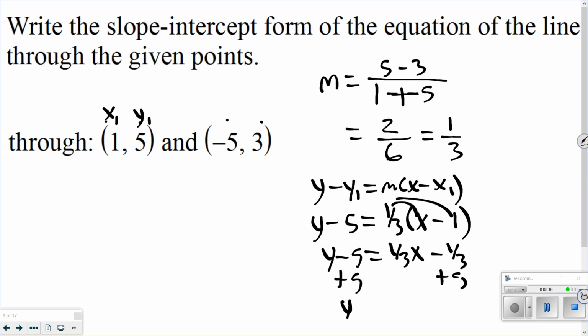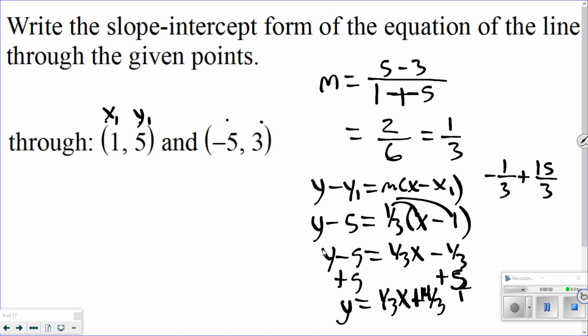So I end up with y is equal to 1/3 x. And if we can do some fraction work here, I go negative 1/3 plus 5 over 1, which I'm going to make 15 over 3. I just got a common denominator times top and the bottom by 3. So add those together. Negative 1 plus 15 would be 14. So plus 14/3. And there's the equation of the line. Sometimes they don't work out nice. Sometimes you will have fractions.